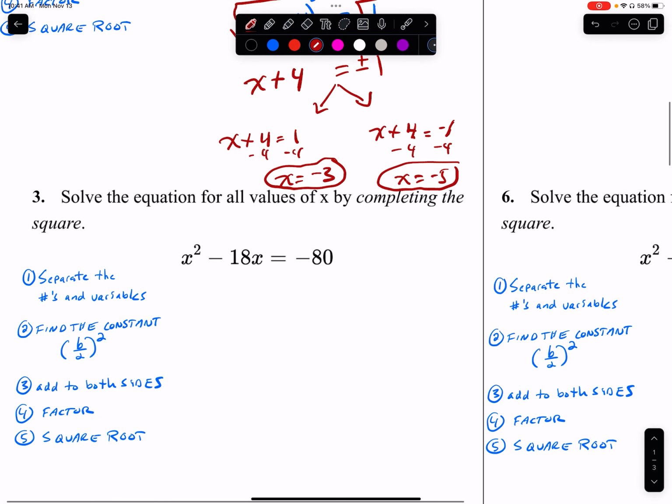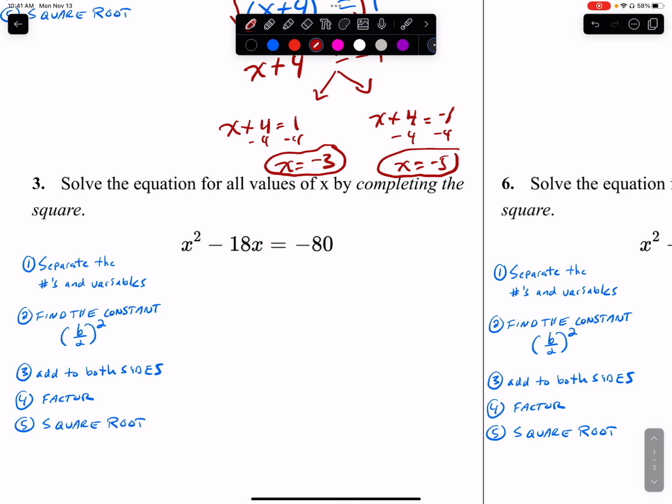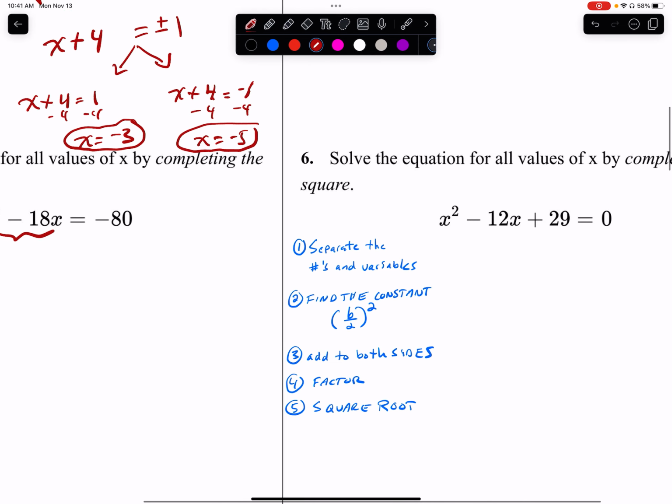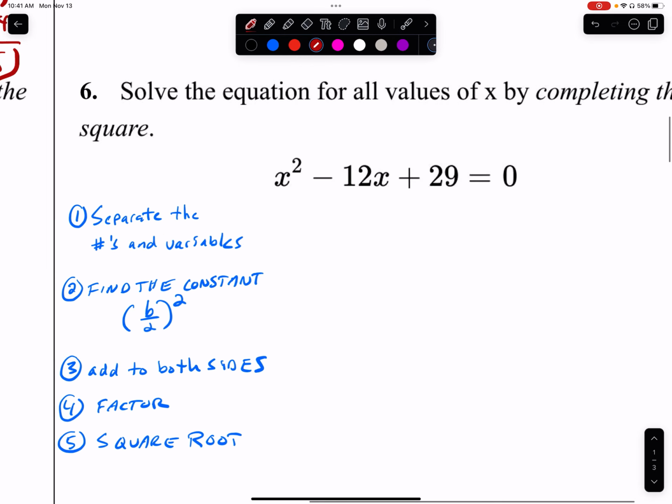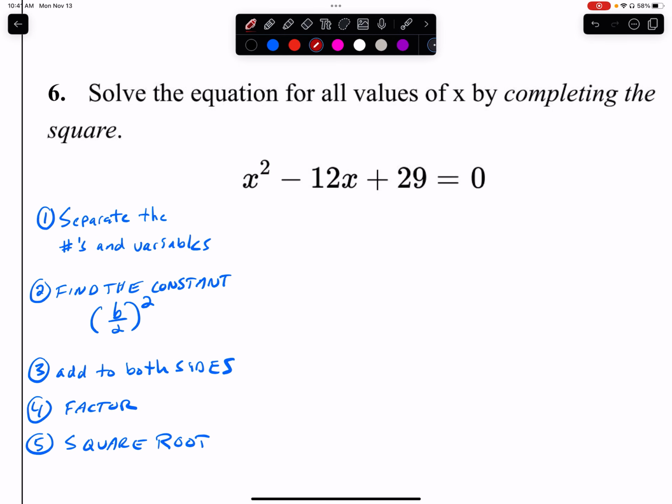Again, same step here. You can see that this is nice and easy. It's set up for you already. Let's move over to something else. We're going to get a little bit more of a challenge here, because watch what happens if I do this. I've got the variables together, and I'm going to move the 29 over to the other side. So we're left with x squared minus 12x is equal to negative 29.